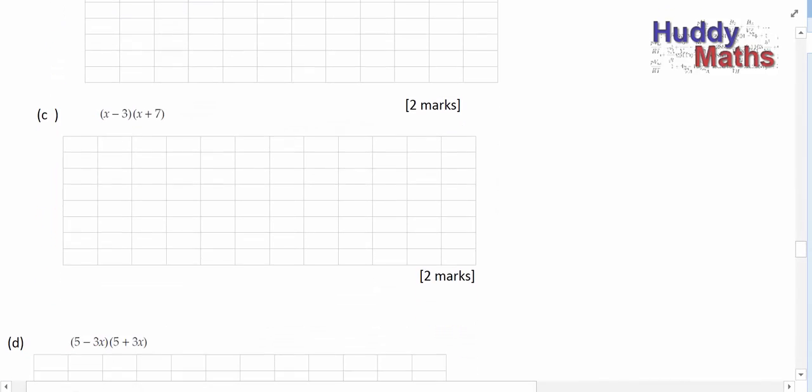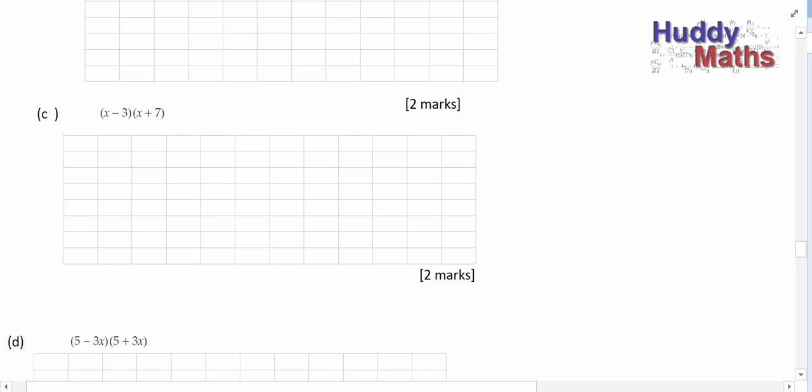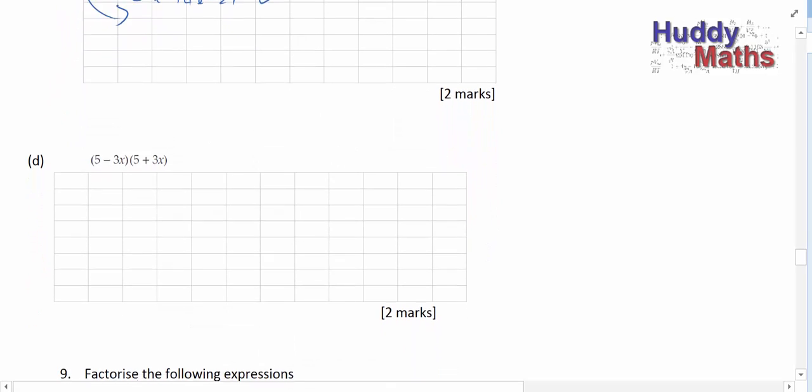All right, so this one is FOIL, first, outers, inners and last. X by x, x squared, plus 7x, take 3x, take 21. So grouping those up, x squared plus 4x, take 21. So 1 and 1. You actually should be able to go straight to there. All right. Out of 2, so see what you've got now.